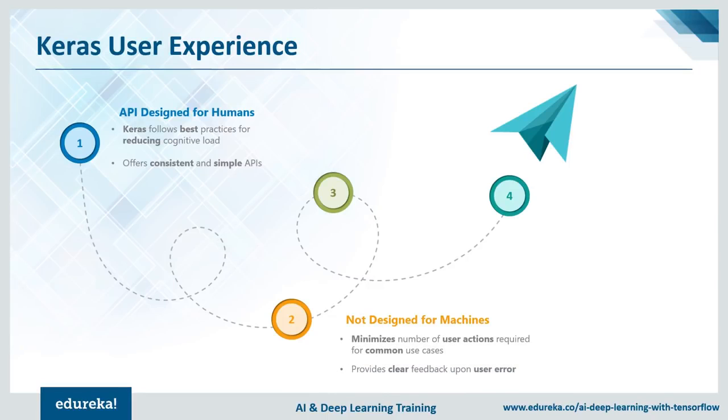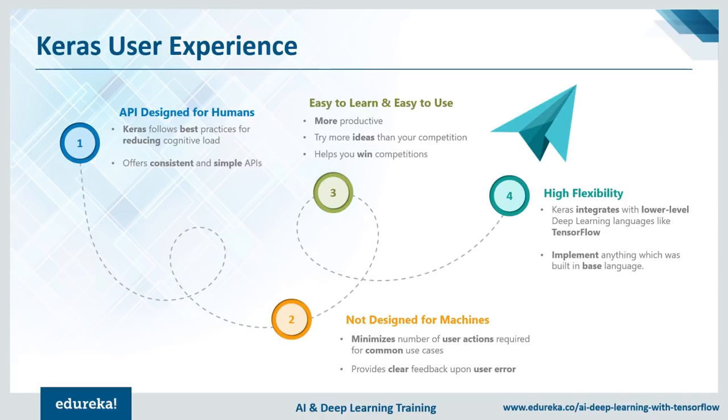So clearly, Keras is an API designed for humans. Well, why so? Because it follows the best practices for reducing cognitive load, which ensures that the models are consistent and the corresponding APIs are simple. And moving on, Keras provides clear feedback upon occurrence of any error, and this minimizes the number of user actions required for the majority of the common use cases, guys.